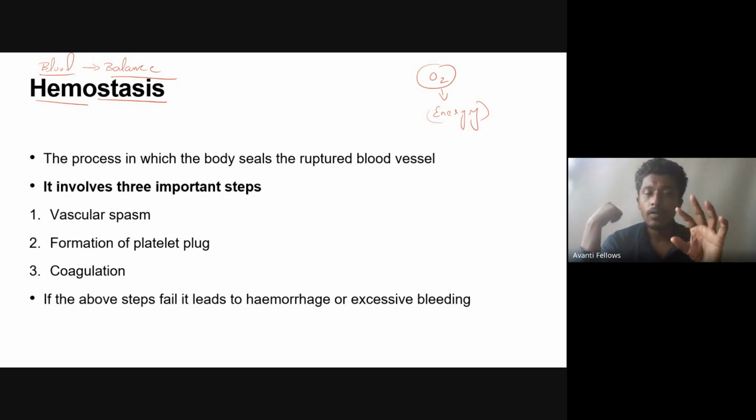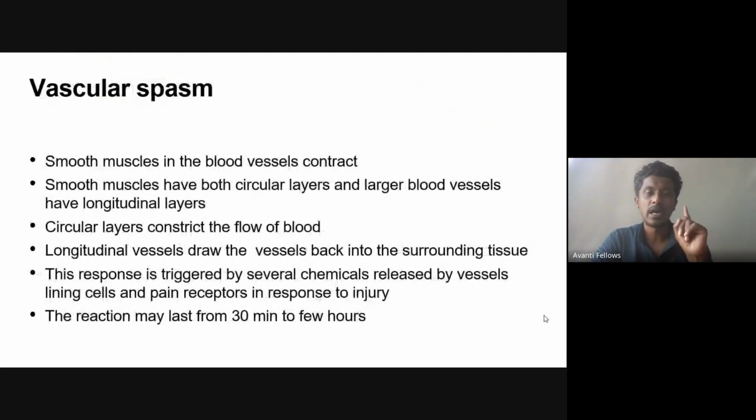So now, to stop this, our body has three important mechanisms. The first is called vascular spasm. The second one is called platelet plug formation, and the third one is called coagulation. So it's all easy steps. I'm going to teach you in a very simple manner. Now, the first one is vascular spasm. What is the meaning of vascular spasm? Now you just have to listen to me.